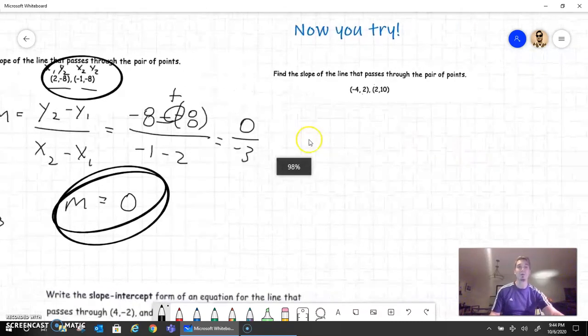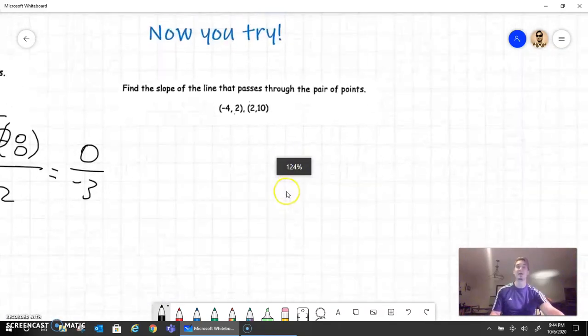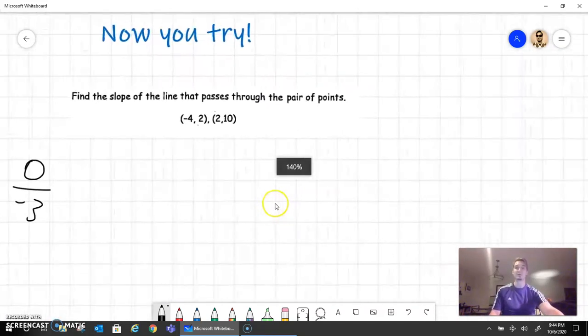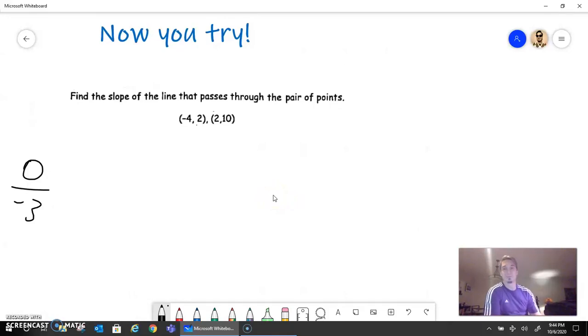I want you now to find the slope of the line that passes through the pair of points. These are the points. Go ahead and try that now. I'm not going to answer this for the sake of time. If you have any questions with that, feel free to reach out to me or your teacher. But you should be able to find the slope of the line that passes through those points.